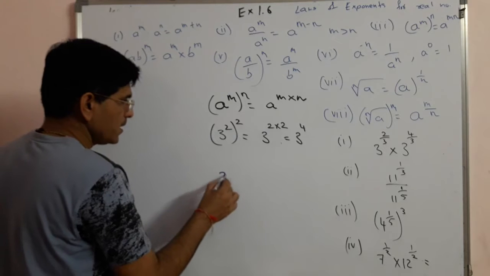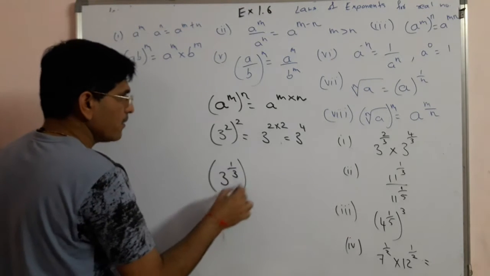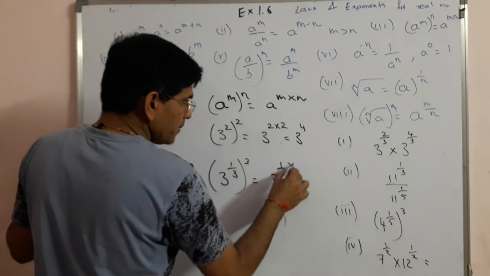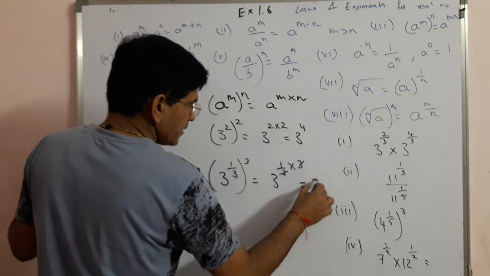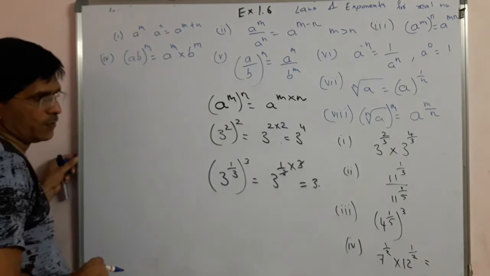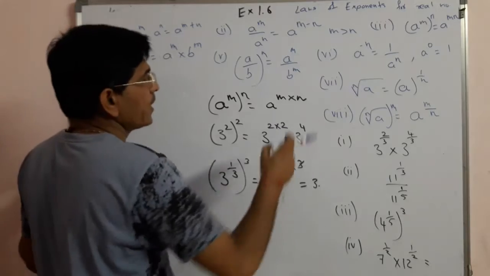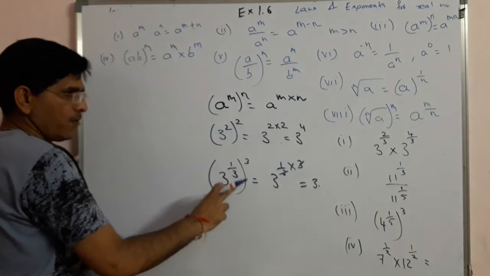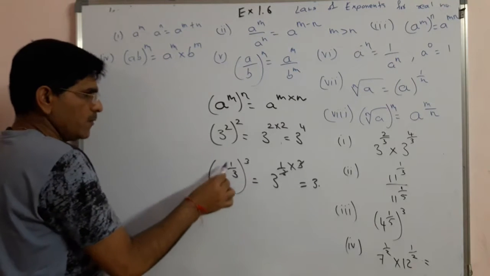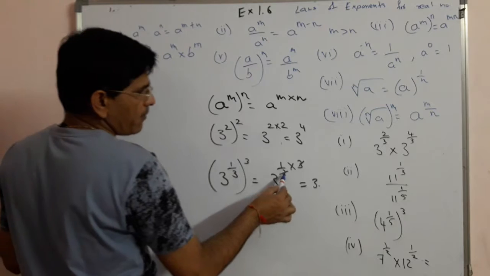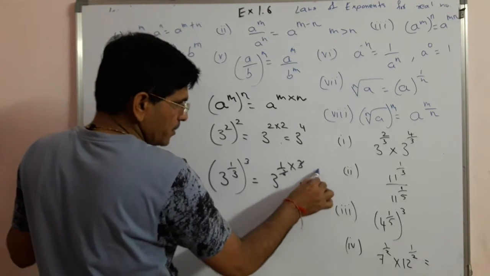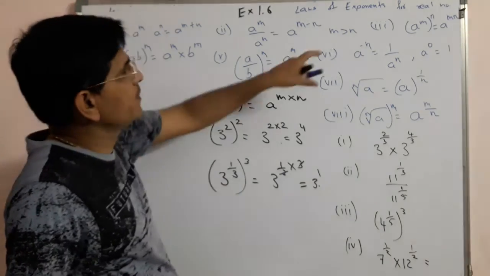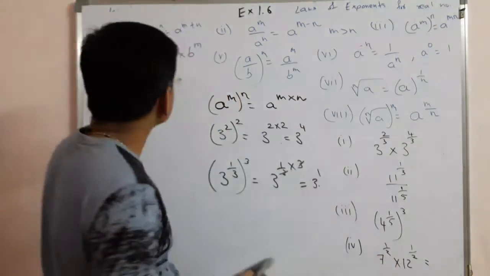One more sum: 3 to the power 1 by 3, the whole to the power 3. Then 3 to the power 1 by 3 multiplied by 3, the 3 cancels. Answer is 3. So for power of power, what do we have to do? The rule: power of power means multiplication. Power of power means multiplication. 3 to the power 1 by 3, the whole to the power 3. So this power of power is multiplication, 3 to the power 1. So the answer is 3. So it is related with the power of power.